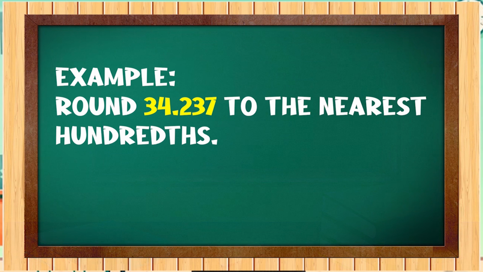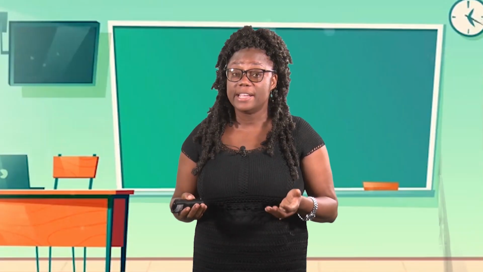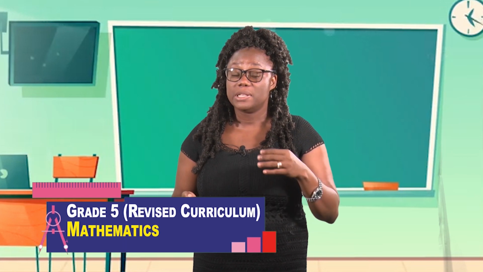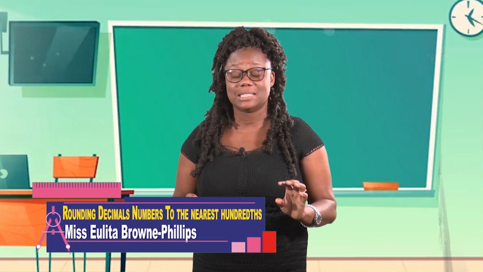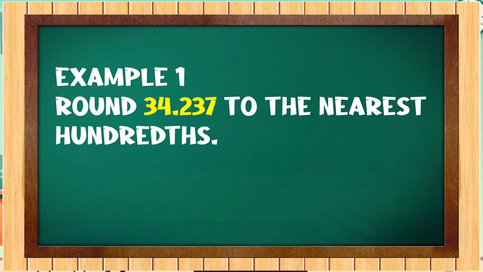Round 34.237 to the nearest hundredths. Now let's identify the number that is in the hundredths place. The number in the hundredths place is 3. Let's identify the number in the thousandths place. The number in the thousandths place will tell you what you have to do: rewrite the decimal as it is or add 1 to the hundredths place. The number in the thousandths place, in this case, is 7.